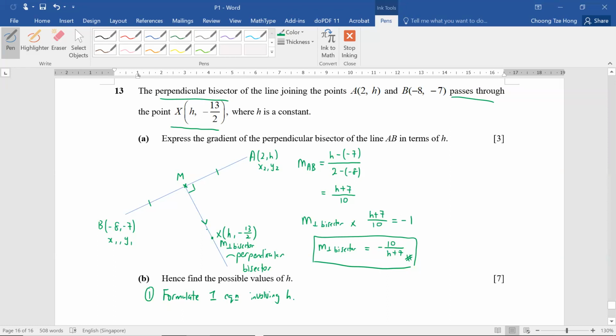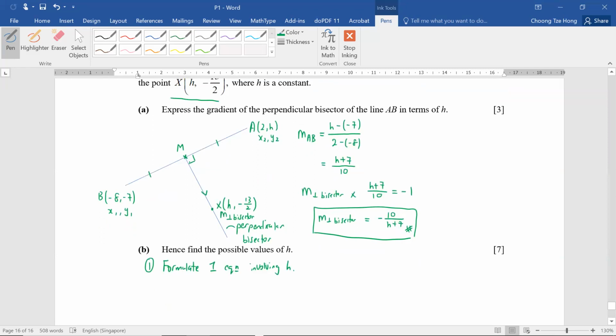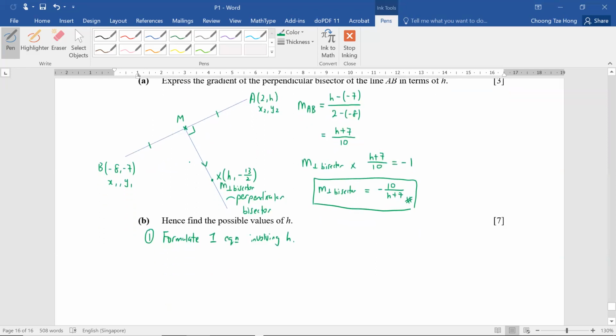I know the coordinates of 2 points. I will be able to find the gradient of MX, and this gradient of MX will also be equal to the gradient of the perpendicular bisector, right? So can I find the coordinates of M easily? Yeah, I can find the coordinates of M easily, right? All right, so let's find the coordinates of M now.